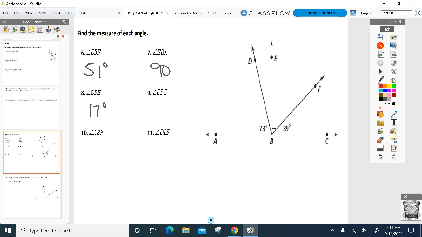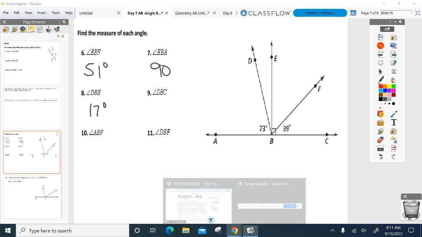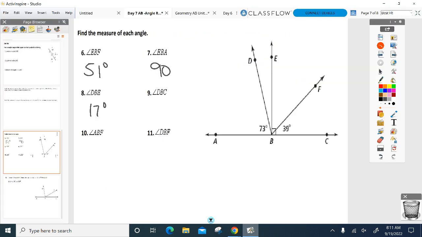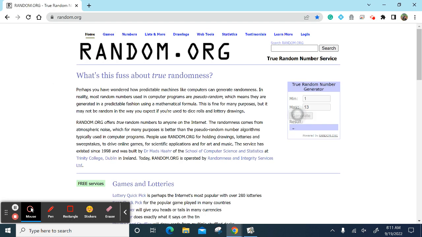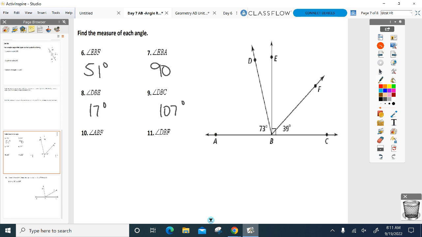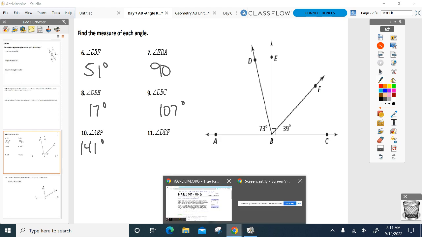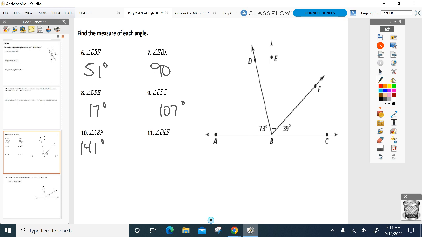Okay? 17 degrees. How about DBC? Next one. 107 degrees. 107 for DBC. ABF. 141. Got it. Yep. And DBF. That one right there. 68 degrees. There you go. Anybody want to look at any of those right there? If they form 90, they add together. They form 180. Anything before we back up a little bit?